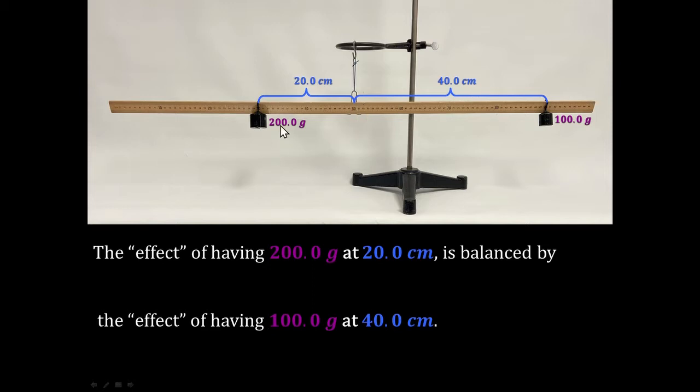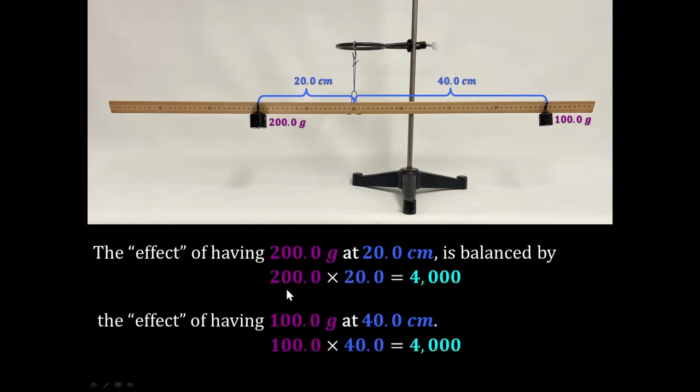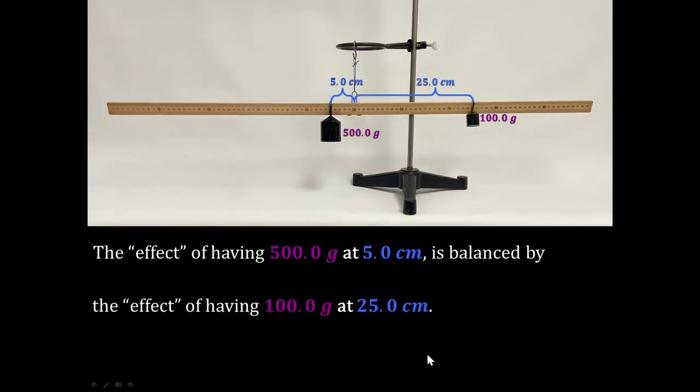And notice here that from here to here I have half as much mass, but it is at twice as much distance. So when that happens, if you take the mass and multiply it by the distance, you get this number, and this mass times that distance is the same number. So it looks like it's balanced.